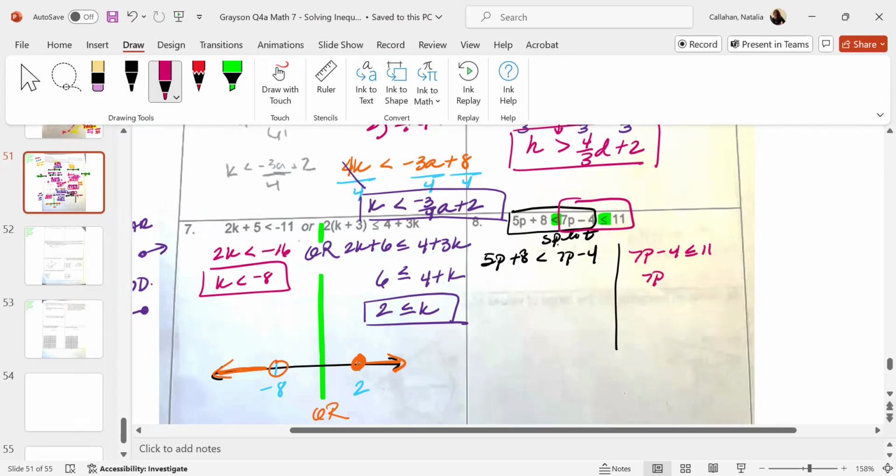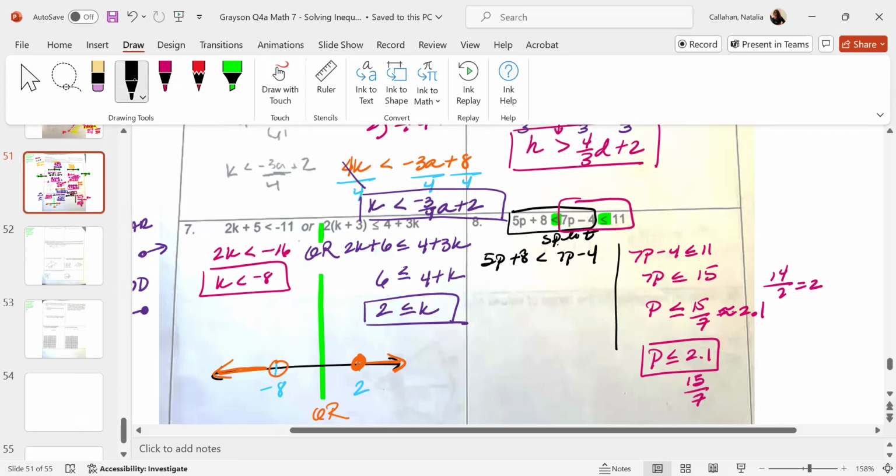Add the 4 on both sides. You get 15. Oh, that's not good. I'll get a whole number. P is less than or equal to 15 over 7. Now, if it's 14 over 7, you know that's 2, right? So 15 over 7 is approximately 2.1 is what I'm going to put. Okay, P is less than or equal to 2.1. You want to put that so you have an idea of where it's going to be.